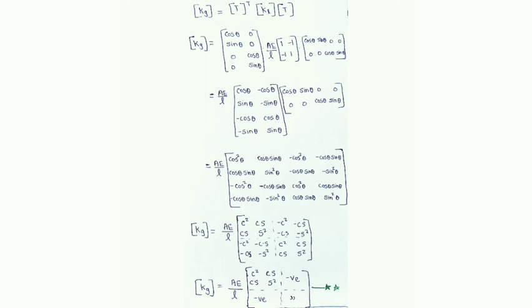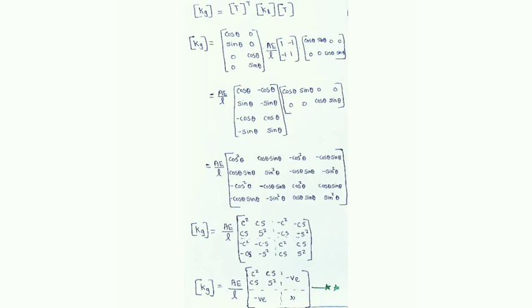That is, when we write cos theta as C and sin theta as S, we will get kg equal to AE by L into C square, CS, minus C square, minus CS; CS, S square, minus CS, minus S square; minus C square, minus CS, C square, CS; minus CS, minus S square, CS, S square.